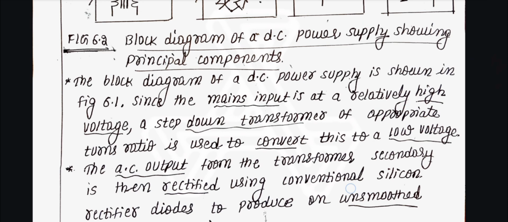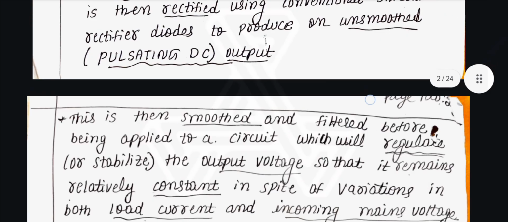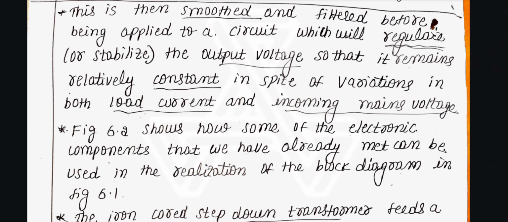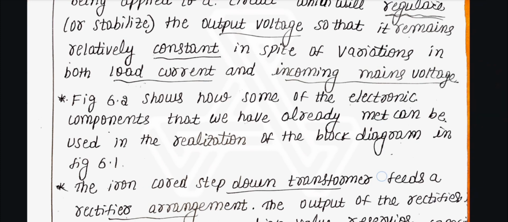Next, this is smoothed and filtered before being applied to a circuit which will regulate the output voltage so that it remains relatively constant in spite of variations in both load current and incoming mains voltage. Figure 6.2 shows how some of the electronic components that we have already met can be used in the realization of the block diagram in Fig 6.1.